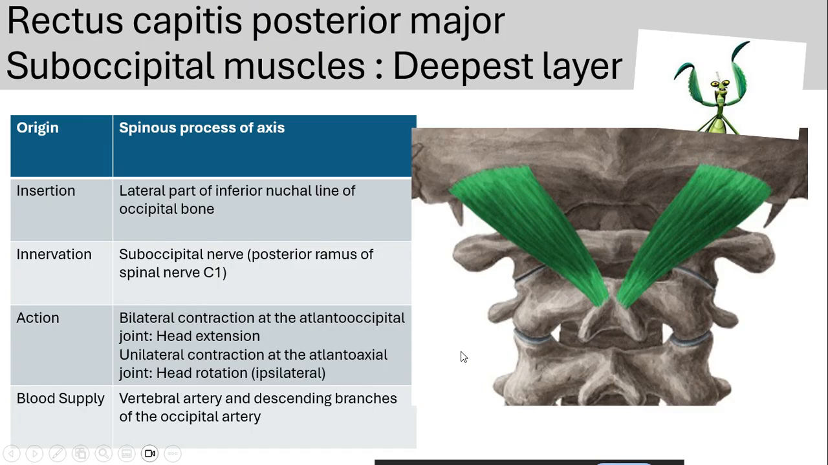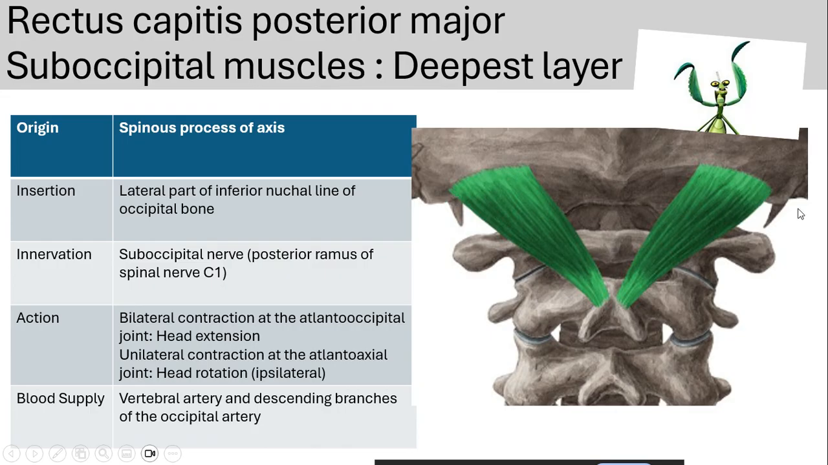Okay, rectus capitis posterior major, suboccipital muscles. This one's the deepest layer. Remember the mantis? They had a mantis in the movie Kung Fu Panda, so you can remember that. It is rectus capitis posterior major, suboccipital. Origin is the spinous process of the axis. Insertion is the lateral part of the inferior nuchal line. This is the inferior nuchal line, and here is the insertion.